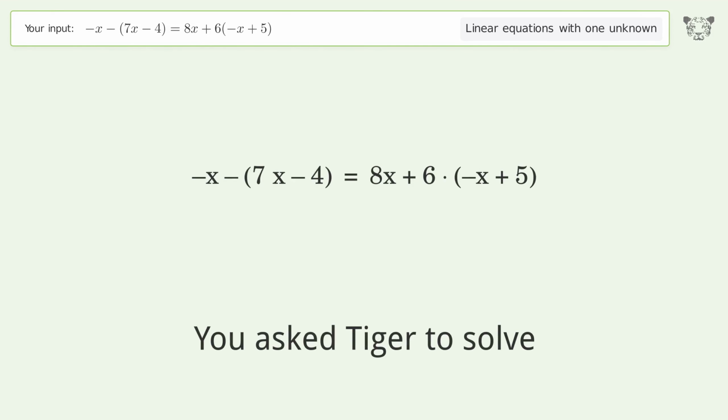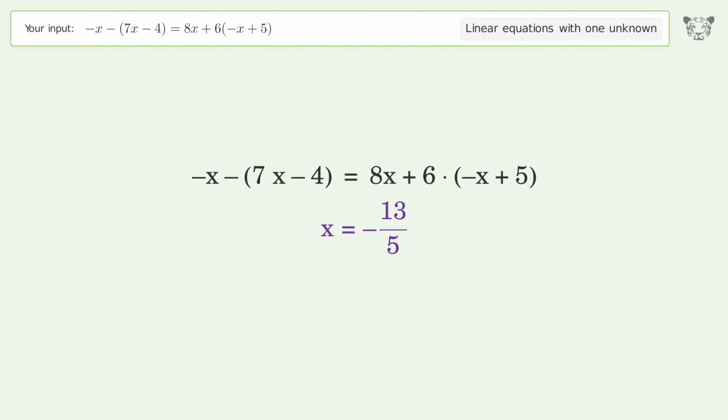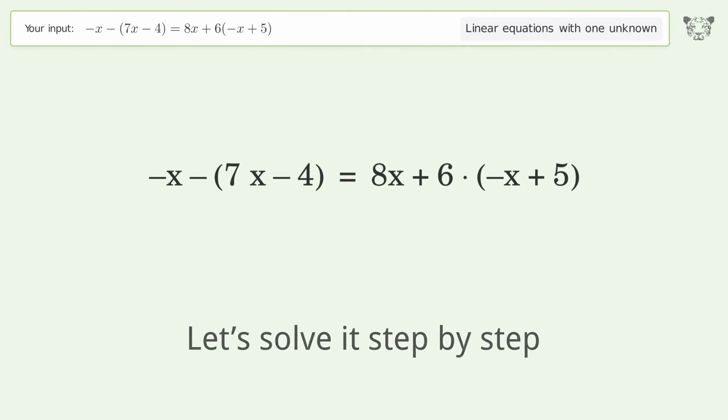You ask Tiger to solve this. It deals with linear equations with one unknown. The final result is x equals -13/5. Let's solve it step by step.